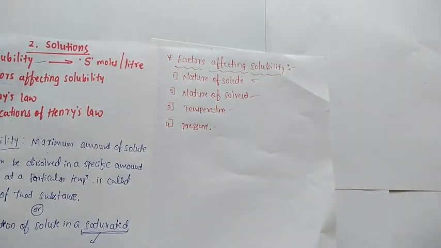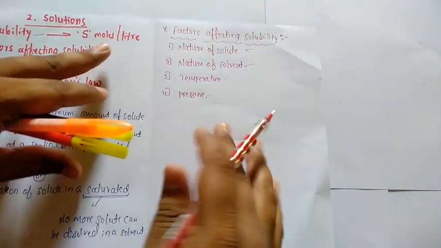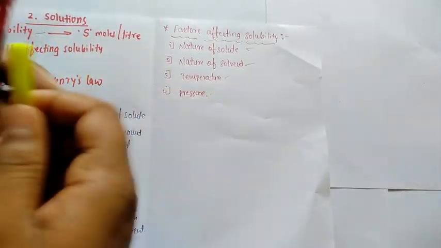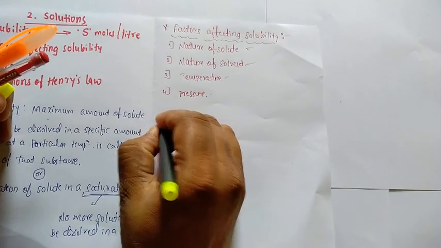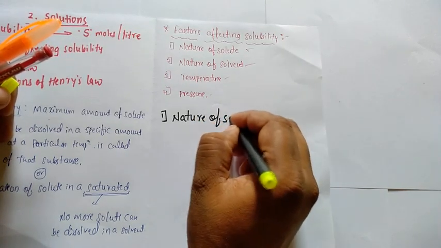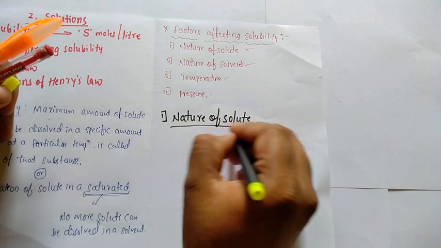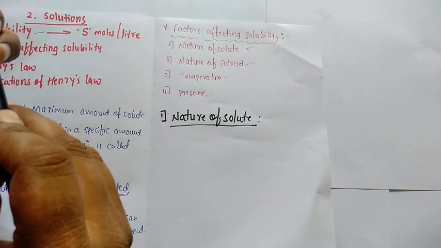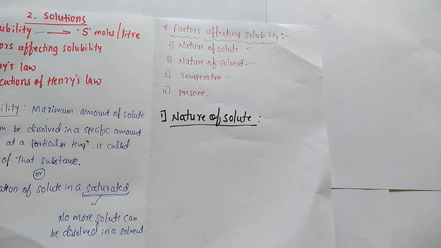First one, nature of solute. You can say in one line, a polar solute dissolves in a polar solvent only. Like dissolves like, as we say. So polar solute can dissolve in a polar solvent only, and likewise a non-polar solute dissolves in a non-polar solvent only.